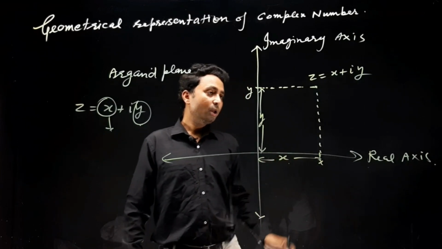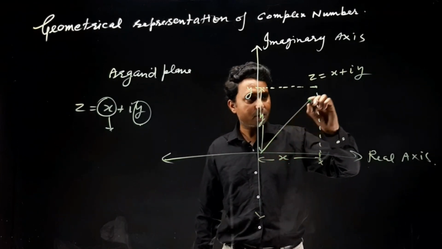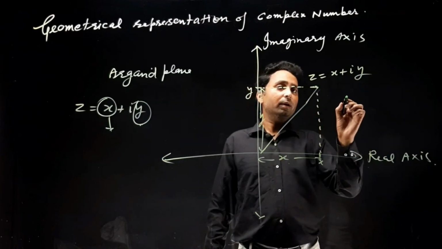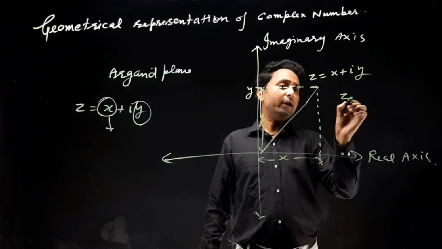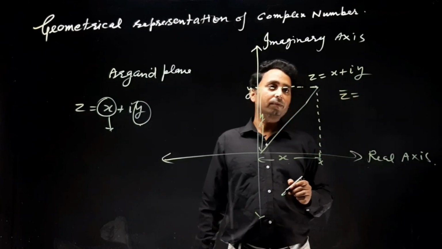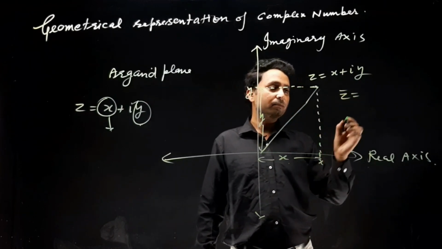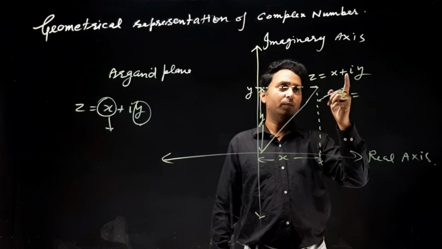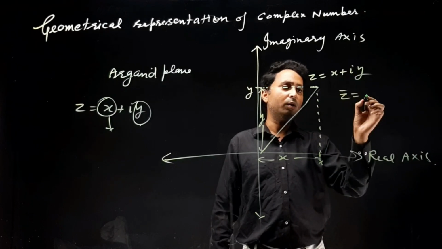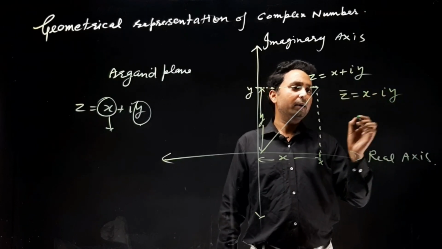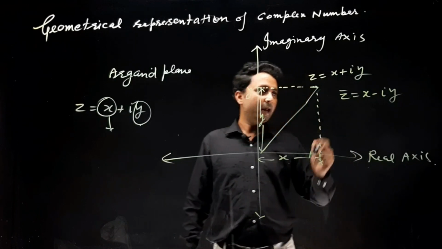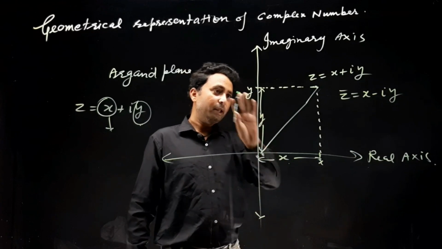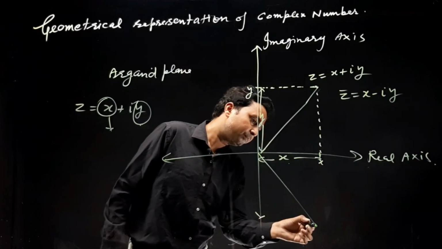Okay, so this is the representation of this complex number, and the conjugate of this number is represented by z bar. We change the sign of the iota. We will change the sign of the imaginary part only, x minus iota y, that is called the conjugate of this number, and this conjugate number can be represented in this plane here.